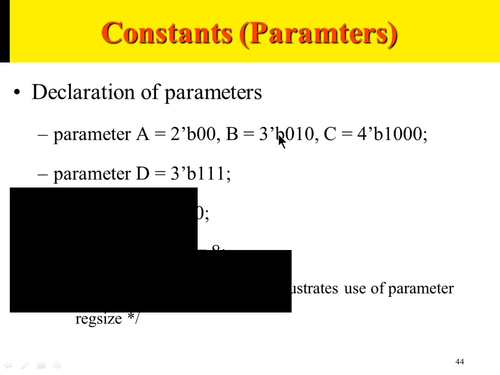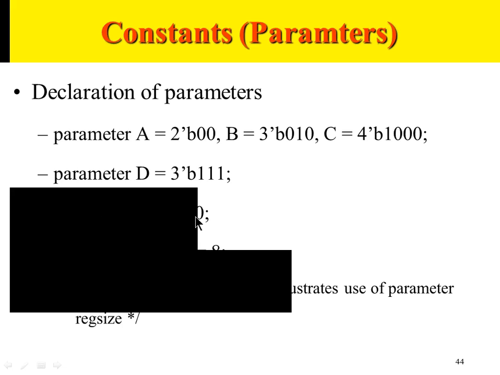Parameter B will be 3-tick B010. So this is a 3-bit binary number 010, assigned to parameter B. C is equal to 4-tick B1000. So 1000 is a 4-bit binary number assigned to parameter C. So this is 8 in decimal, this is 2 in decimal, this is 0 in decimal. Parameter D is, or you can do it in separate lines. Parameter D is equal to 3-tick B111. 3-bit binary number assigned to parameter D. Equivalent decimal is 7. Parameter E is equal to 1-tick B0.